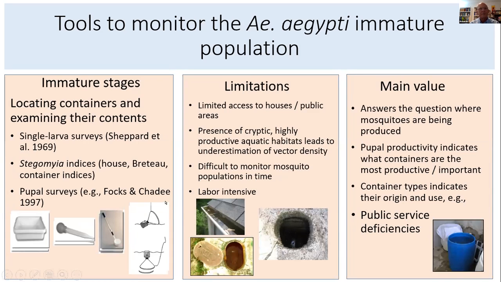Now, one important survey is the pupal survey because it tells us what containers are the most productive so we can target them. And also what originates these containers, like public service deficiencies, which generate lots of water storage containers. So pupal surveys are also good because pupal mortality is very small compared to larvae. So if we know how many pupae there are, we know how many adult mosquitoes we're going to have.